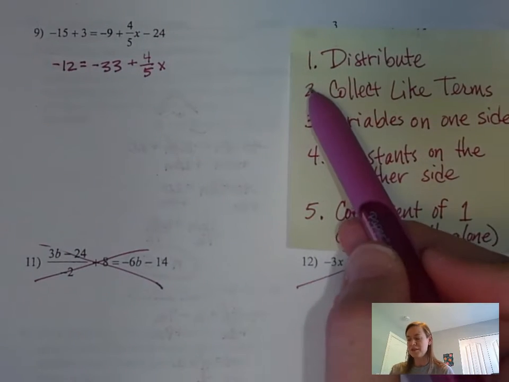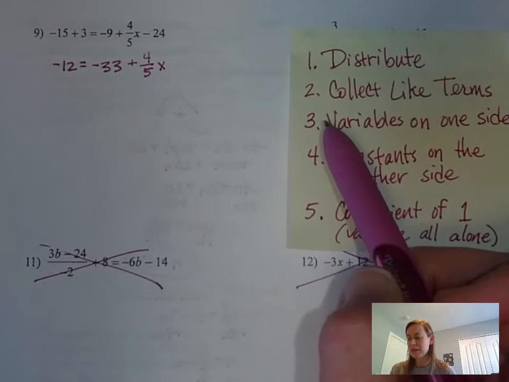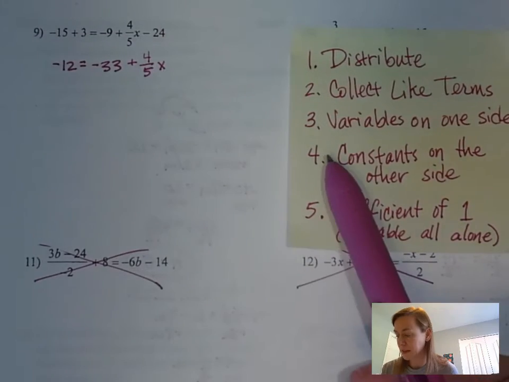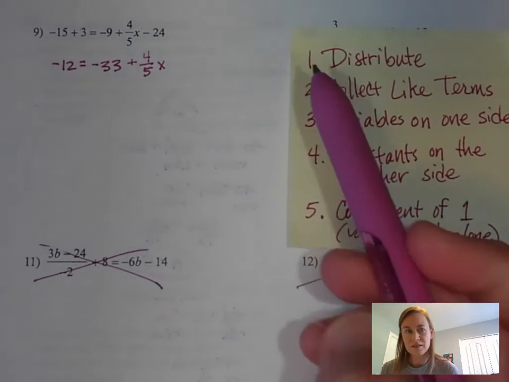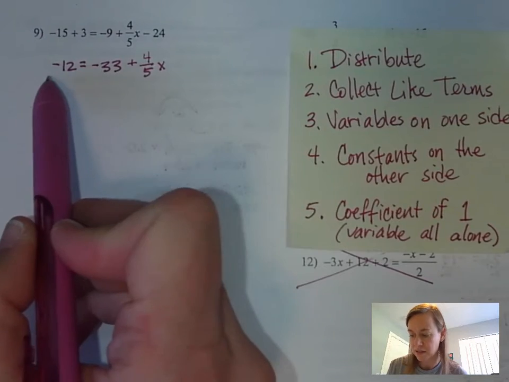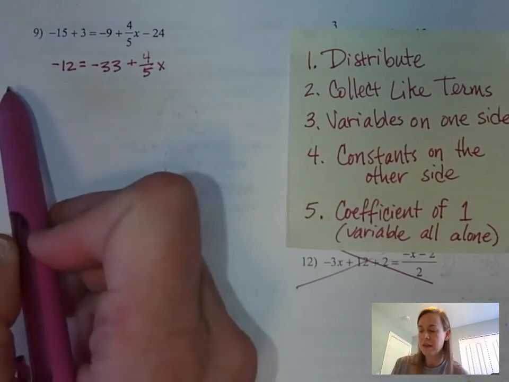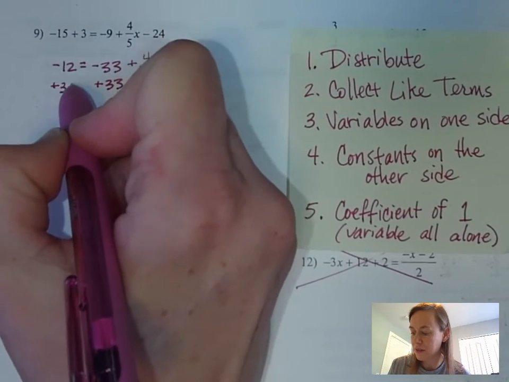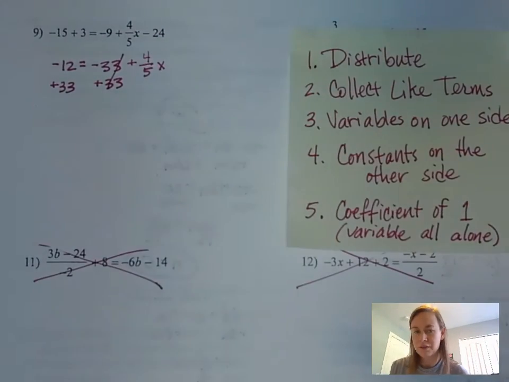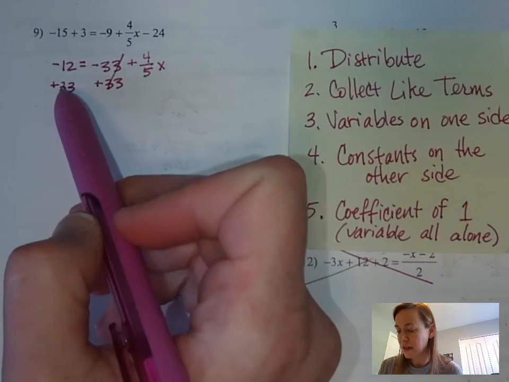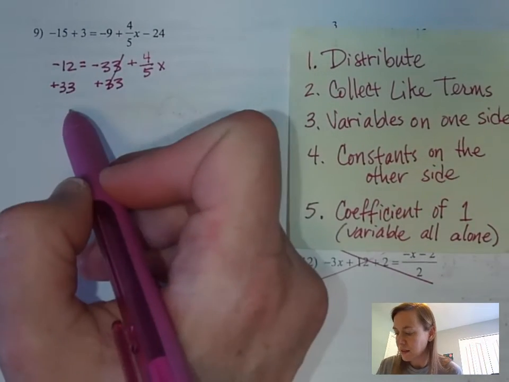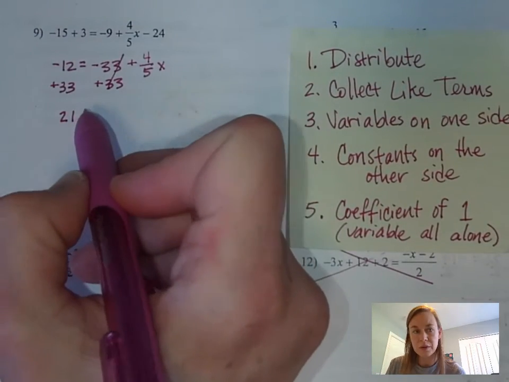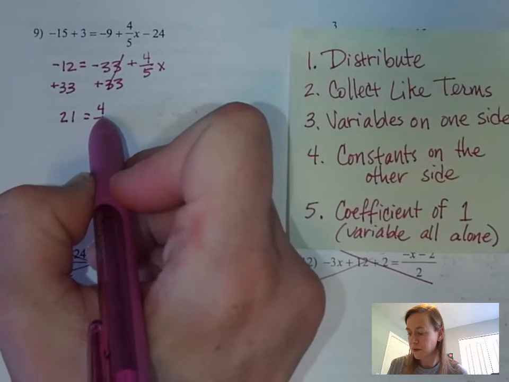Okay, so step 2 is check. Now variables on one side. We already have all the x's on one side, so we don't have to worry about that. Constants on the other side? Okay, it looks like we have a constant here and a constant here. We want both of them away from the x, so let's get rid of that 33. We're going to get rid of it by adding 33, because that way those will go to 0 and be gone. Now negative 12 plus 33, let's do 3 minus 2, 3 minus 1 is 21. Positive 21 equals 4 over 5x.